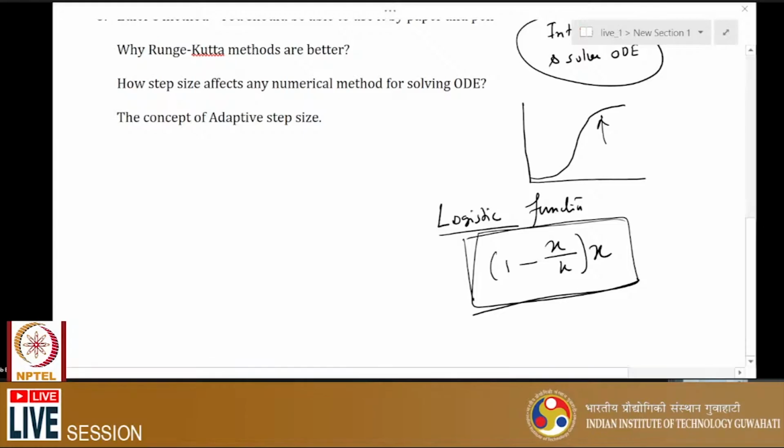Simply, if you don't want to write a code or something, there are beautiful online plotters, right? Search for online plotter, or even in Google search window, simply type this one, (1 minus x by k) into x, put a value of k, suppose k is 10 or k equal to 100, and search. It will plot. So plot this curve and see how its behavior changes as you change k, right? That will give you an idea how this sigmoid function behaves.